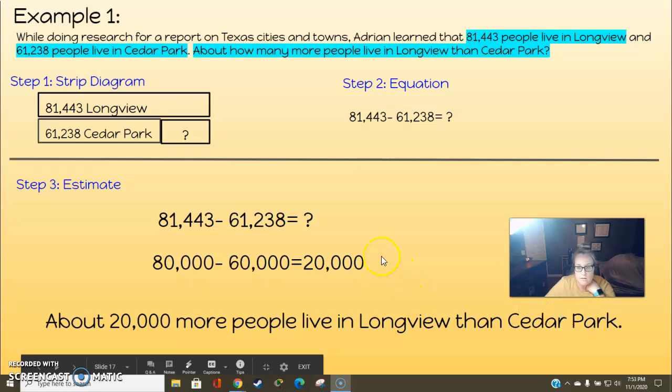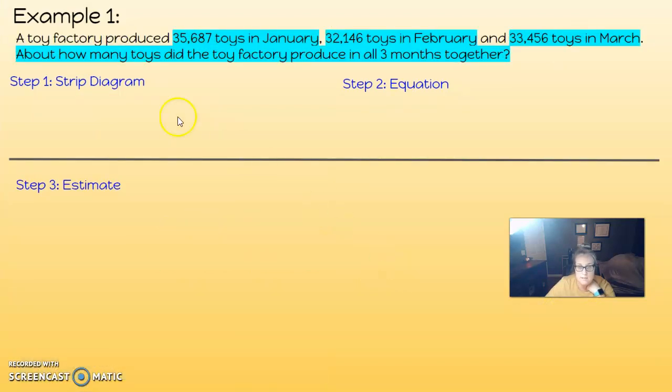Let's try another example. So let's look at this one. This one says, oh, I forgot to change my number. A toy factory produced 35,687 toys in January, 32,146 toys in February, and 33,456 toys in March. About how many toys did the toy factory produce in all 3 months altogether?